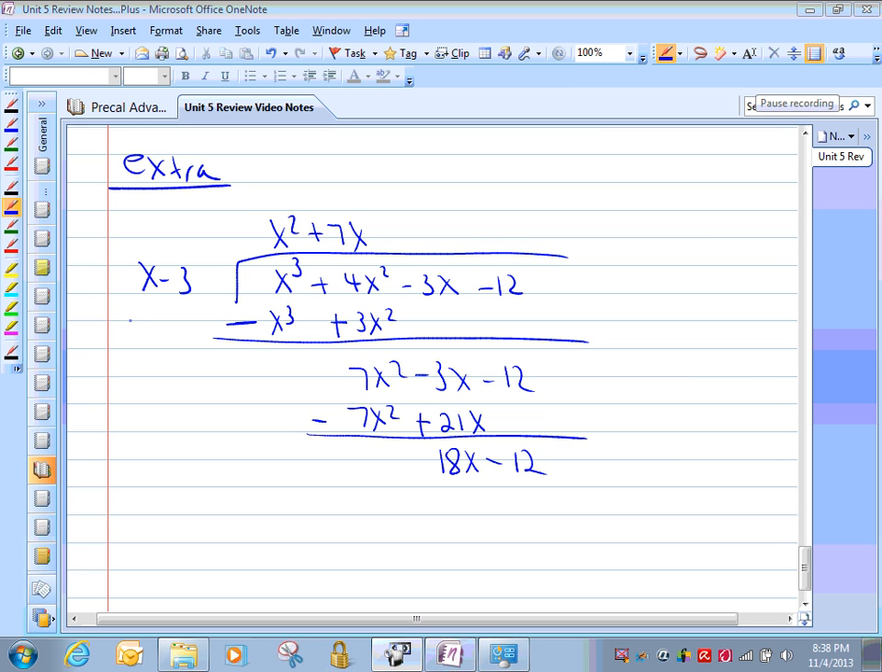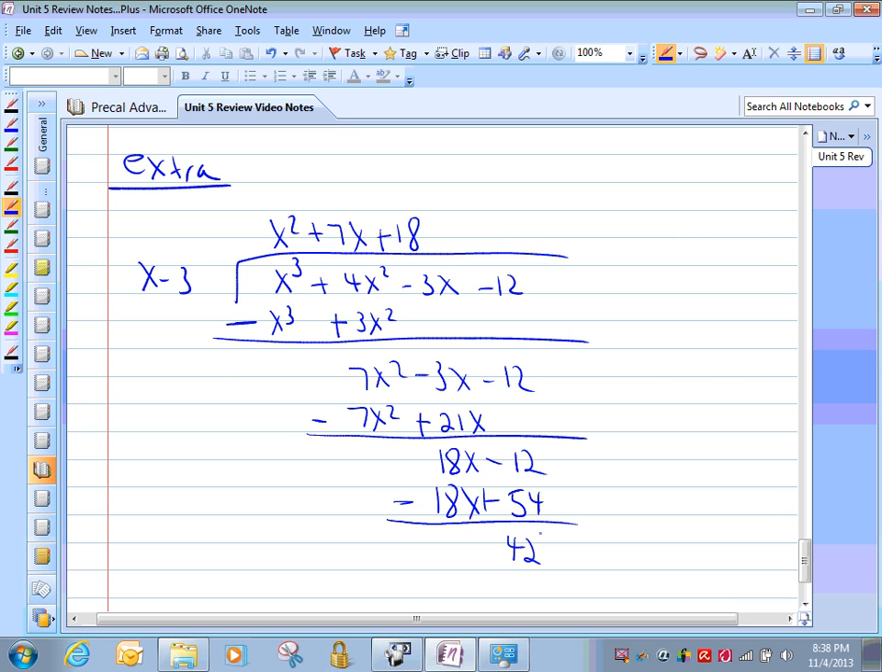All right, so x times what gives me 18x? That would be a positive 18. So 18 times x is 18x. Now, 18 times 3 would be 54. And actually it would be a negative 54. And then draw our line, and change your signs. This becomes a positive. When I take negative 12 and a positive 54, I'm going to get a positive 42 remainder. And I can't go anymore because x times something can't give me 42. This is my remainder. It's positive.